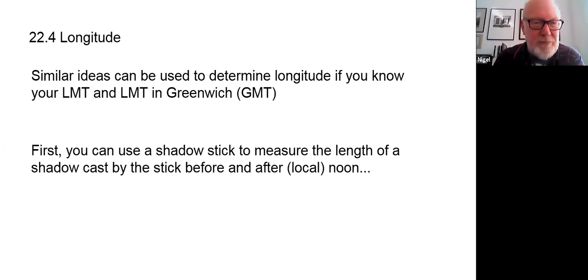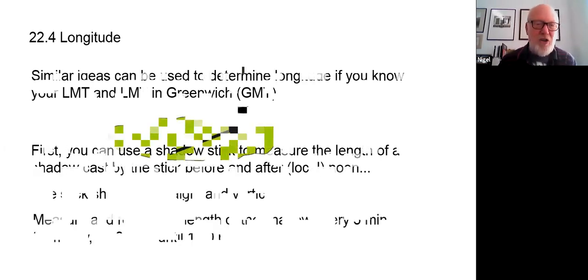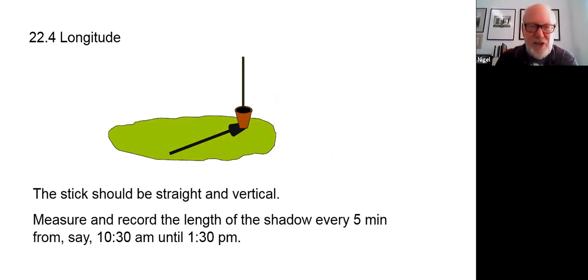So if you can find your local mean time where you are, which we know you can, and your local mean time in Greenwich, which we can work out, you can determine your longitude using this same idea of 1 degree corresponding to 4 minutes. And for this, you need a shadow stick, a straight stick about maybe 1/2 meter to 1 meter long, and you need to measure the length of the shadow every 5 minutes.